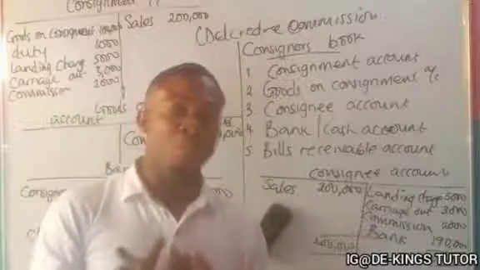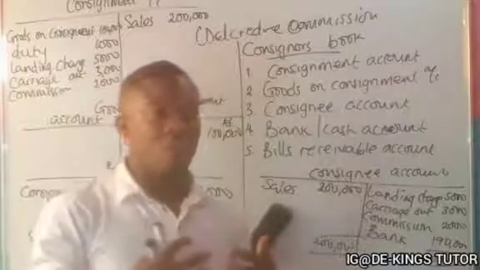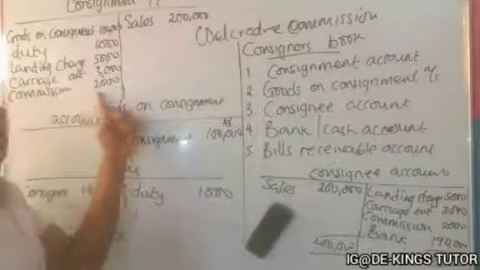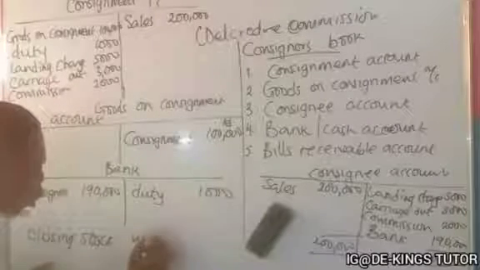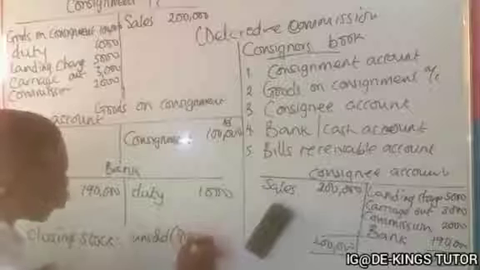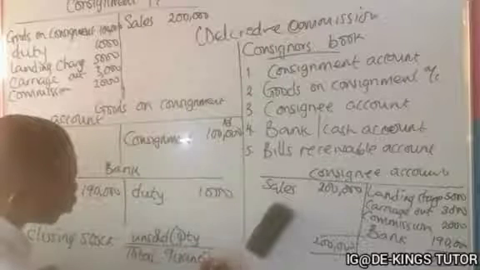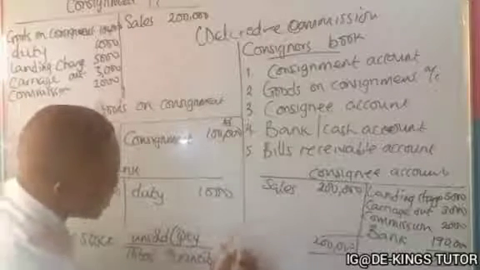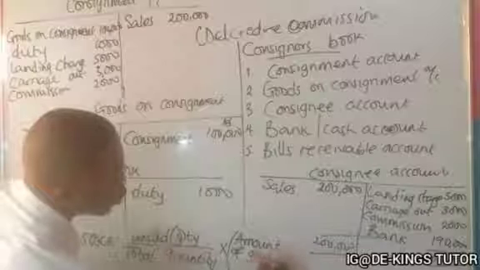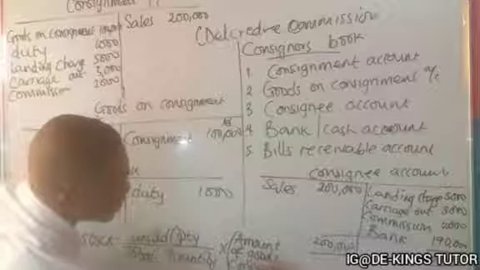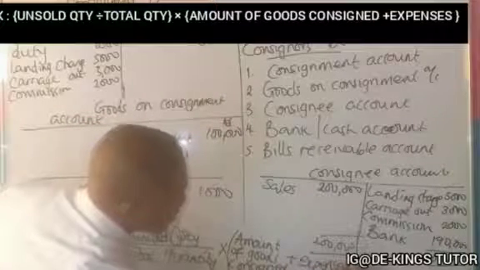Selling expenses, for example, commission. Commission is supposed to be on sales, supposed to be on the goods you have sold, not on the ones you have not sold. So commission will not be added to it. Okay? So the apportionment will now be: unsold quantity over total quantity times amount of goods consigned plus expenses.